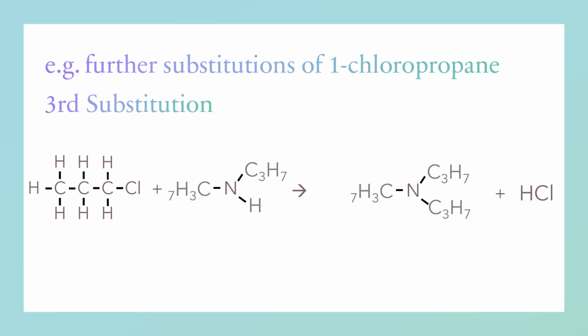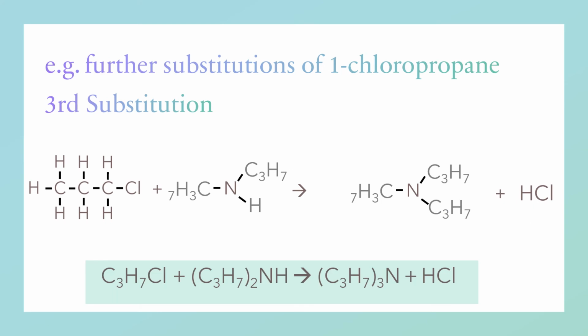Here's your third substitution. We start with our halogenoalkane. We have our secondary amine. We react them together. We end up with a tertiary amine and hydrochloric acid. And this is your molecular equation. Once again, pause and check that yours is identical to mine. Do any corrections that you need to do. Really important that you have this right in your notes. Remember, add any wee points in that you might need to do.